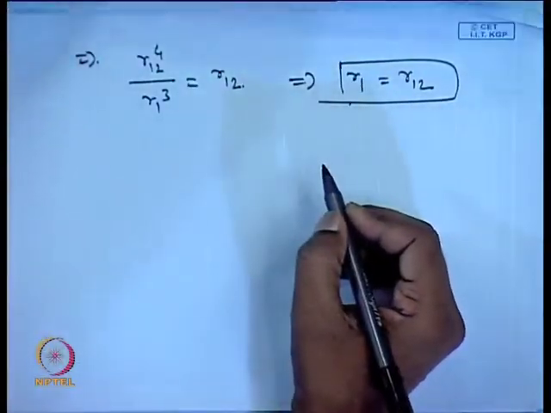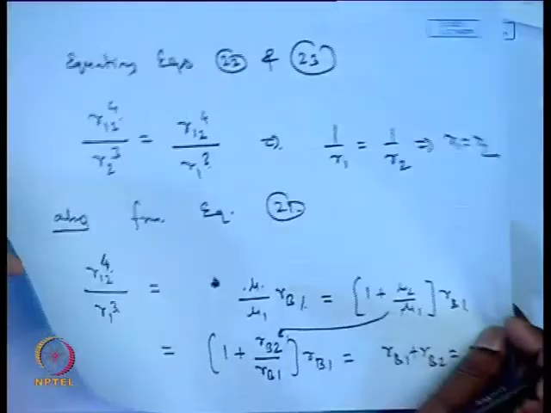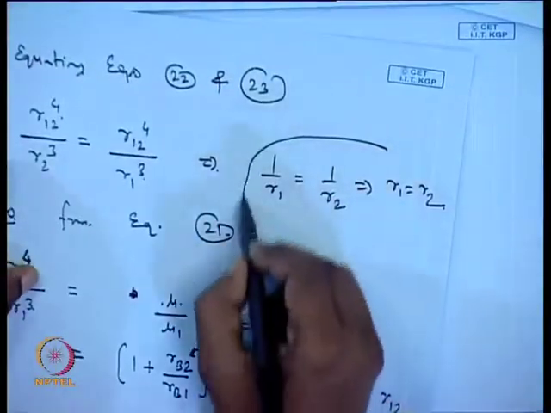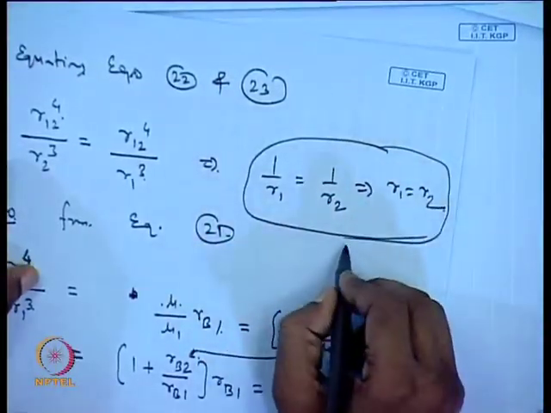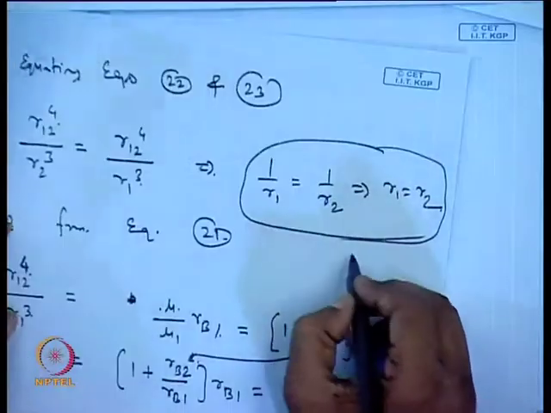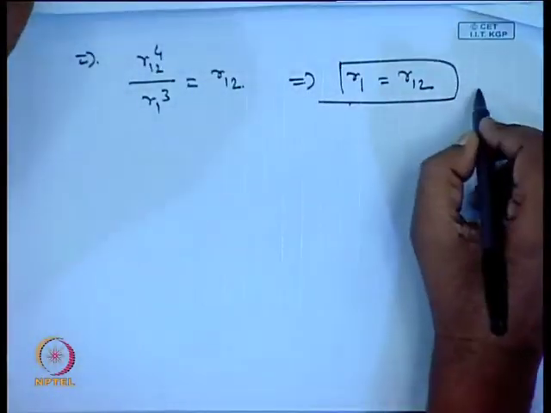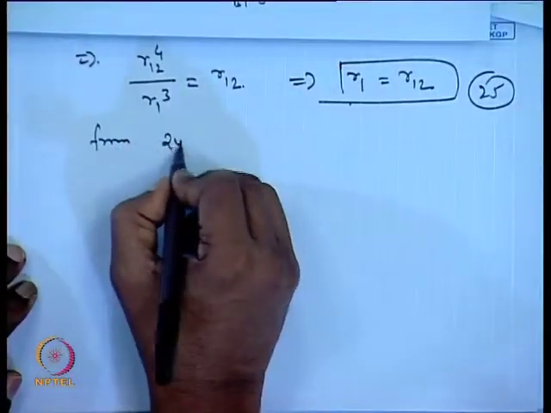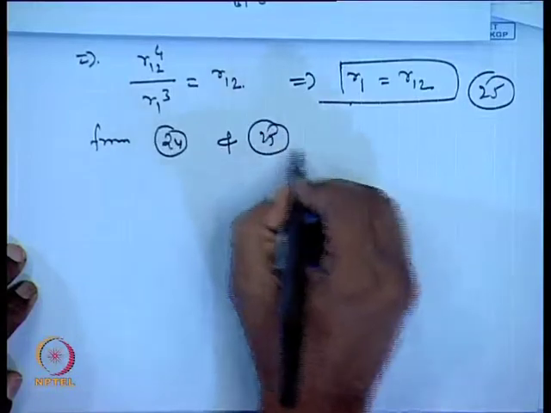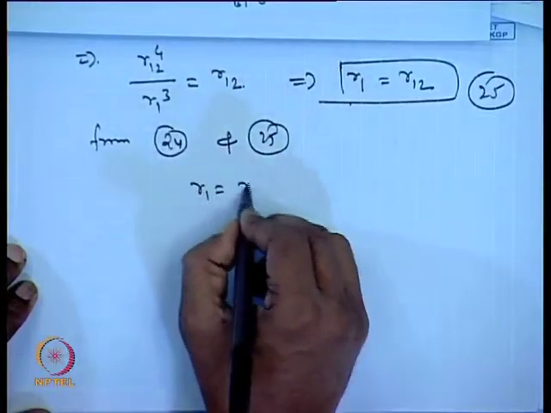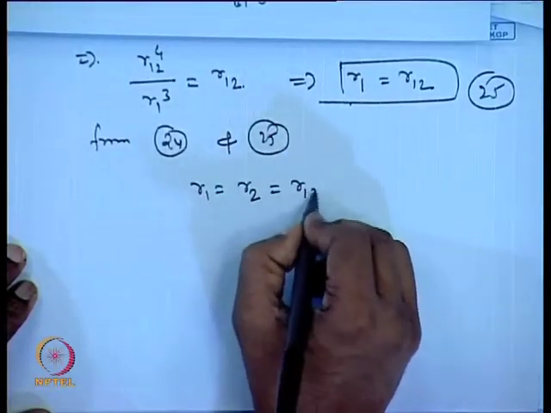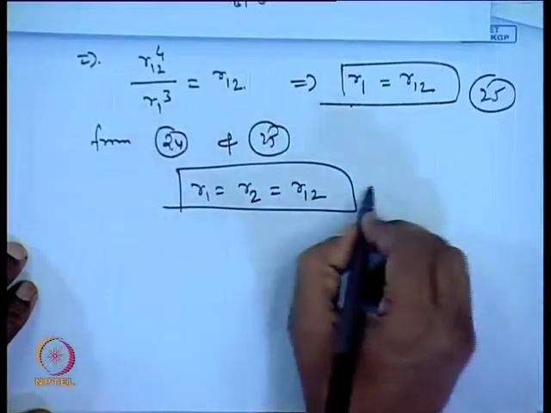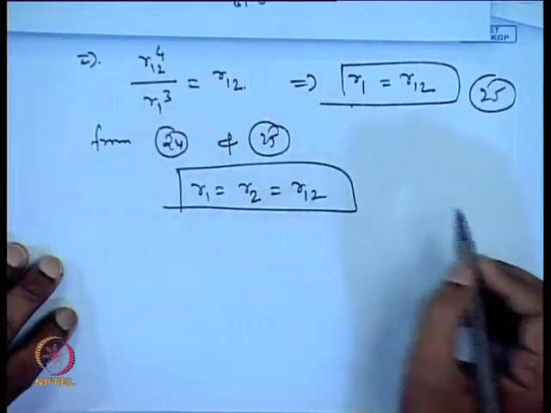Therefore, from this result, we can write this as 24 and this we can write as 25. So, from 24 and 25 we get R1 is equal to R2 is equal to R12. Okay, this is the result we established on the normalized scale.